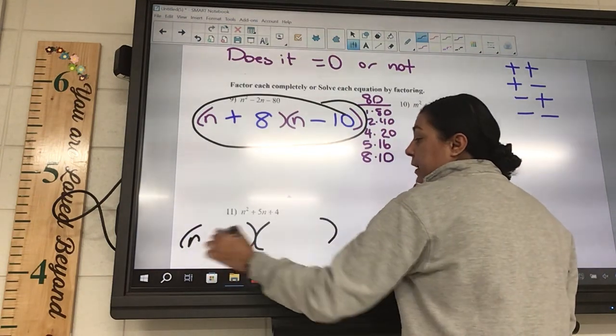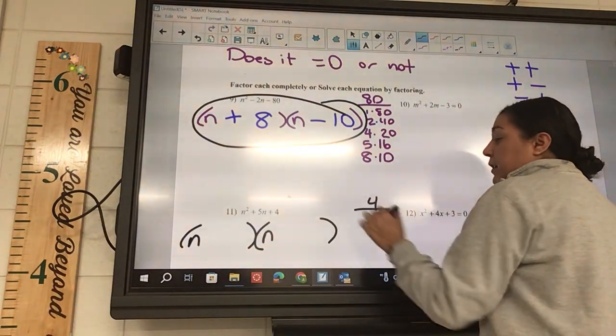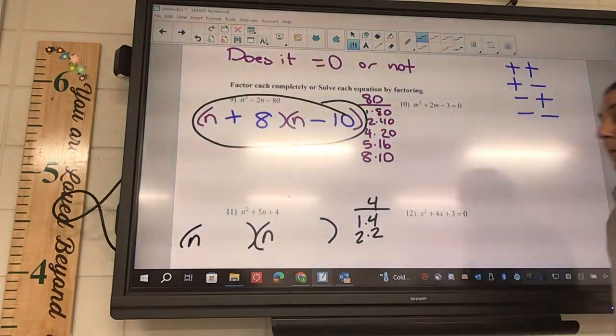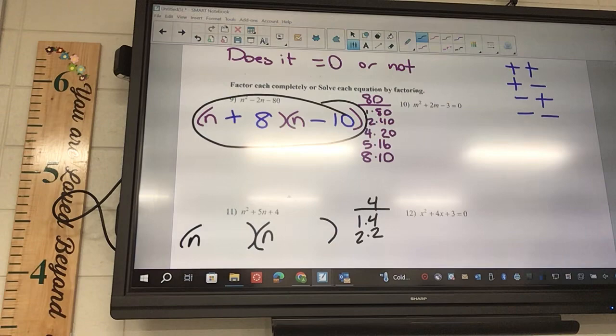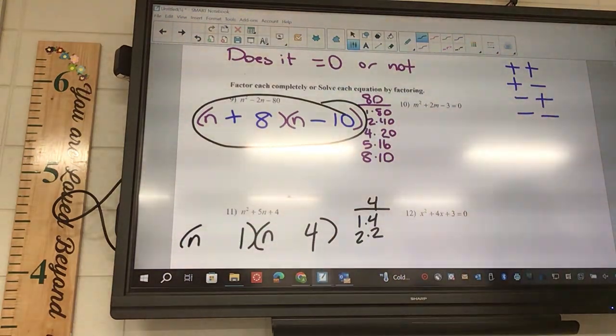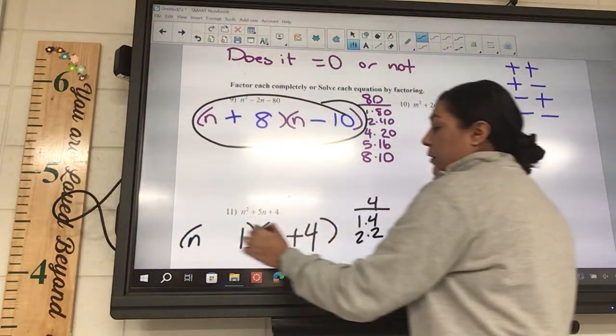Okay, so 11, we're gonna draw our 2 parentheses. We're gonna say n and n, and we're gonna make a list of 4. So I got 1 and 4, 2 and 2. I'm trying to get to a 5. It's gonna be a 1 and 4, and I need a positive 5. Plus and plus.